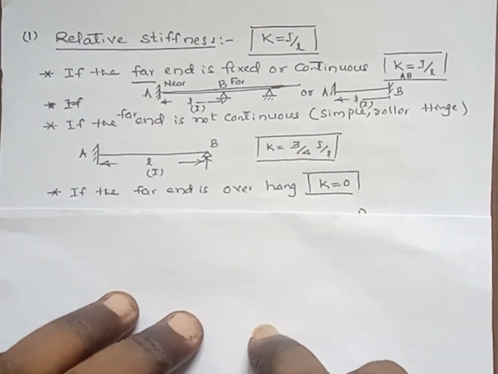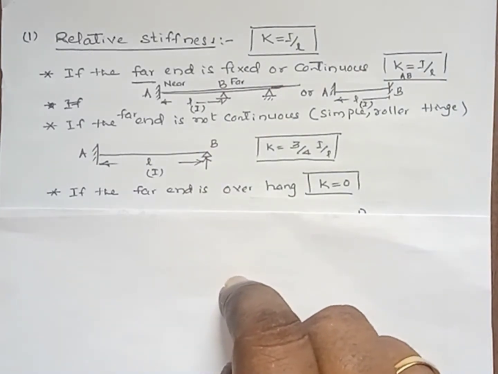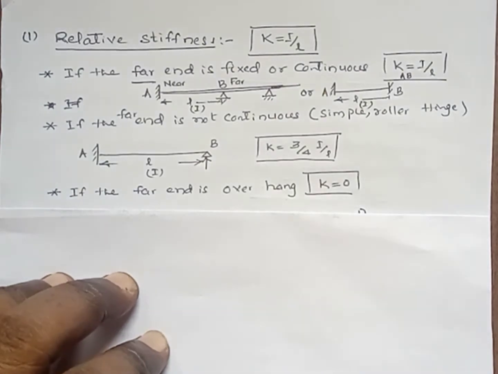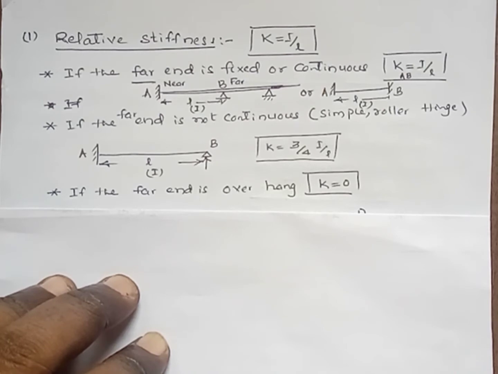Relative stiffness. The material is made up of a single material. The elastic properties are the same throughout. Hence, in the previous video we have studied that stiffness K equals 4EI by L. Here we can consider K equals I by L, since 4 is constant and Young's modulus E is constant. Hence, we can write K equals only I by L.